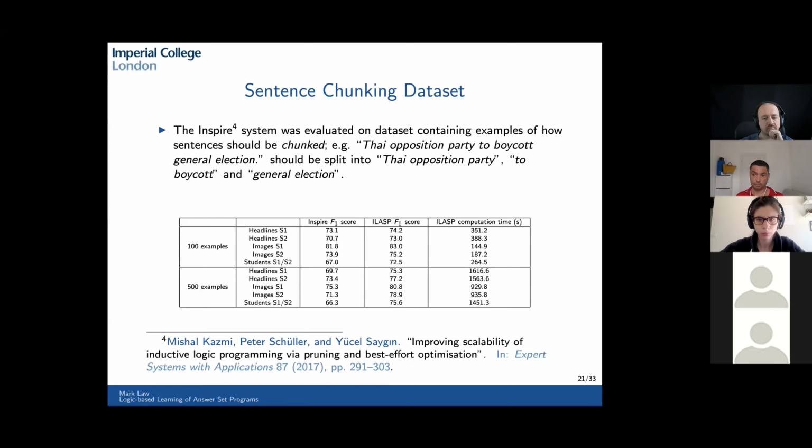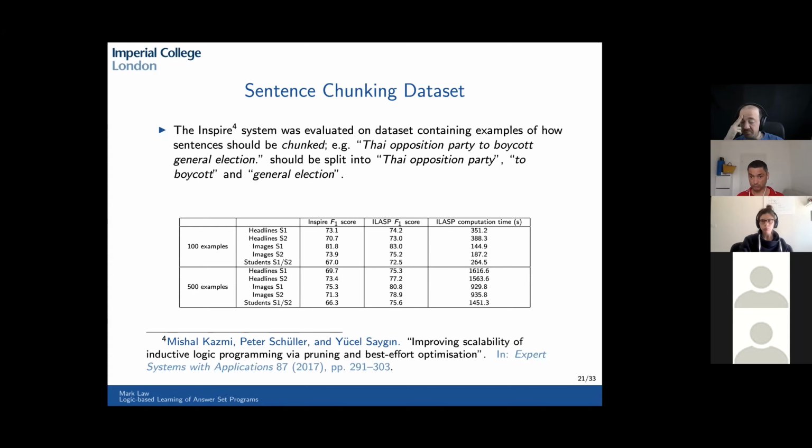So the first real world experiment I want to show you is one that has been used to evaluate the INSPIRE system for ILP. This is a Brave induction system, but this problem can be represented easily in Brave induction, and the task that we give to ILASP is effectively a Brave inductive task as well, because there are no negative examples. The real world task is to try to split a set of sentences that have been labeled by their various chunks. So "tie opposition party to boycott general election" should be split into "tie opposition party", "to boycott", and "general election", according to the data set.